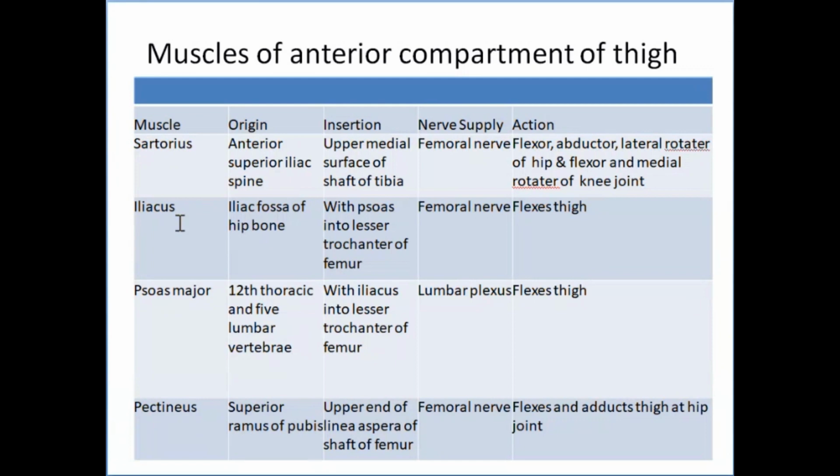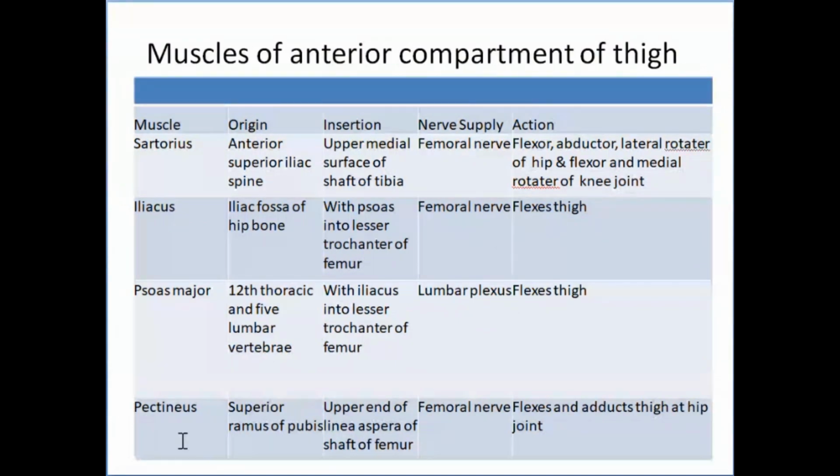Then you have the iliacus, which comes from the iliac fossa, and along with the psoas major, it is inserted over the lesser trochanter of the femur. This is also responsible for flexion. All the anterior compartment muscles will do flexion of the thigh.